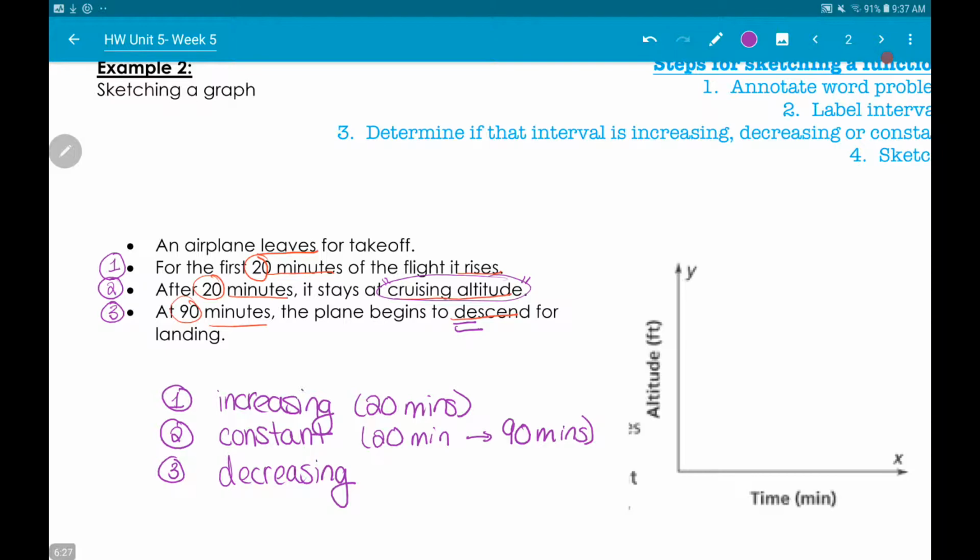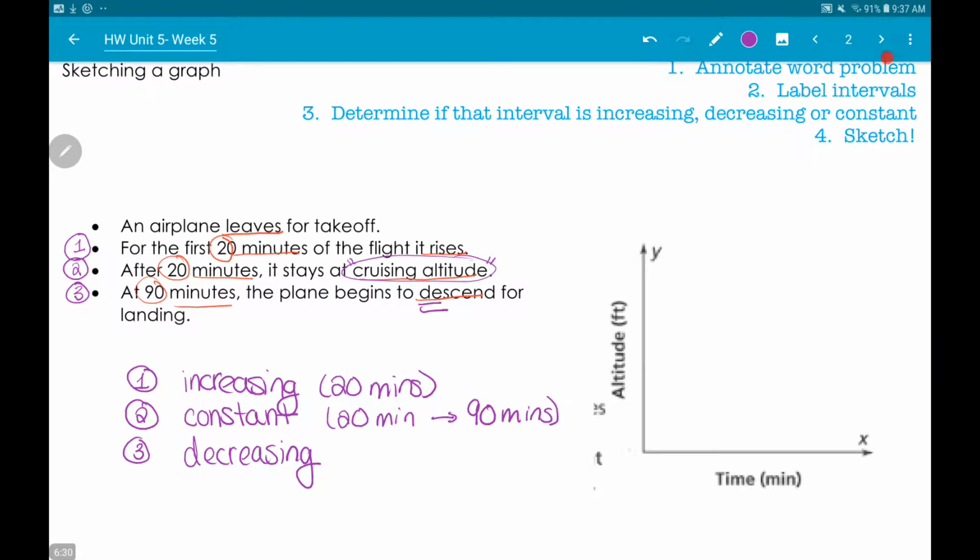Now we have a pretty rough draft. I'm going to sketch some times in: 0, 20, 40, 60, 80, 100, 120. Again, we're just sketching. We don't know the heights, but that will help me think about it. It says it's increasing for the first 20 minutes. Then it's constant until 90. And then the plane begins to land. So interval 1, 2, and 3.